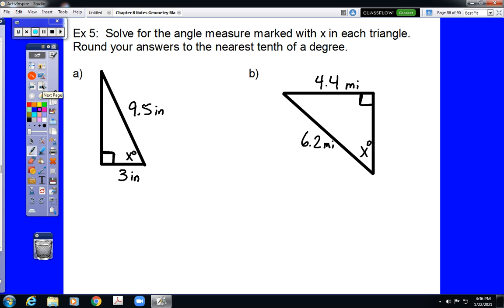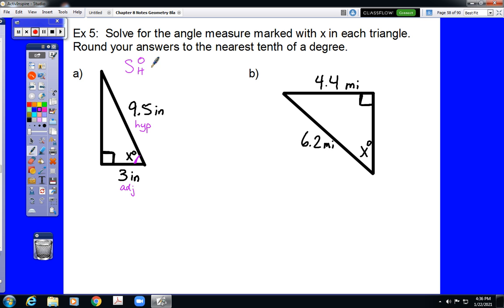Example 5, our last example in these notes, has the same directions as example 4. We're being asked to solve for the angle measure marked with x in each triangle. We're rounding our answers to the nearest tenth of a degree. So we start off here, we've got angle x is what we're working with, 9.5 is on the hypotenuse, 3 is next to our angle, meaning it is the adjacent side.